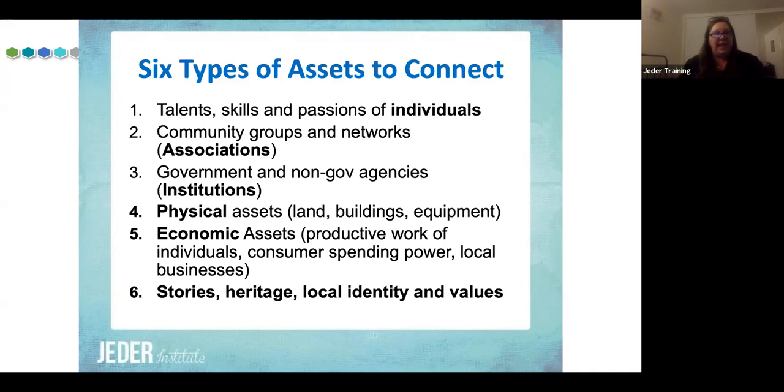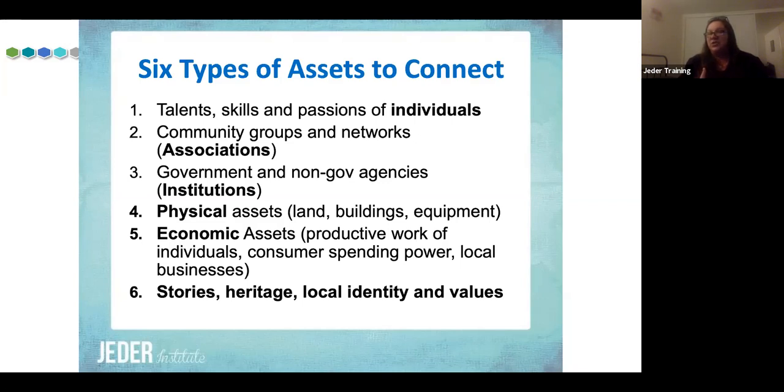Then the economic assets is the productive work of individuals. So what do individuals actually do? What is the work that they're contributing to the community? Their spending power, a really powerful one. And the Cody Institute have a tool called the leaky bucket that some of you will know about. I'm sure Jess is nodding.